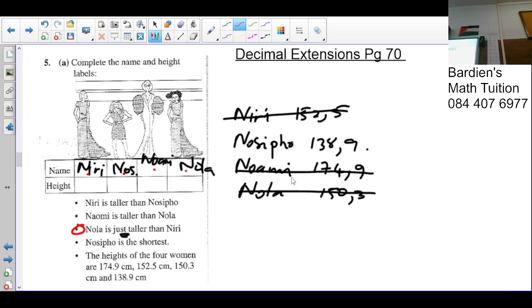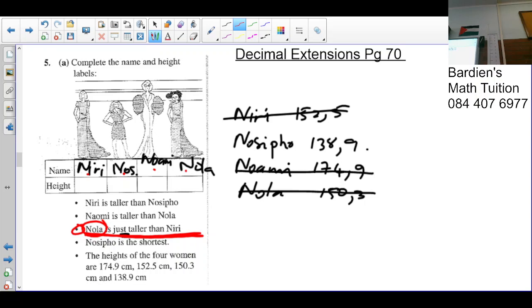So if you read this as it is, Nola is just taller than Niri. Then between the two, without looking here, Nola is taller. Not so? Yes. But if we look here, this is not right. So the answer in the book is also wrong.